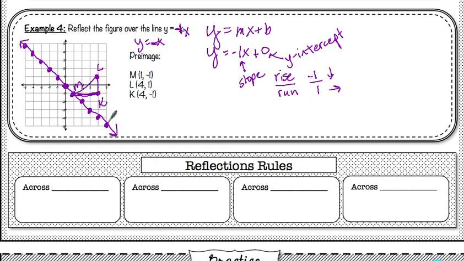So the next thing we're going to do is graph this in the easiest way that I know possible, which is to count the diagonal distances away from this line. Okay, so you see how M is located on the line? That means that M prime is in the exact same position. It's not going to move. That makes it easy for us. The next thing we want to look at is K. Here's K, and if I go diagonally to the next corner, let's see if I can make dots so you can see.